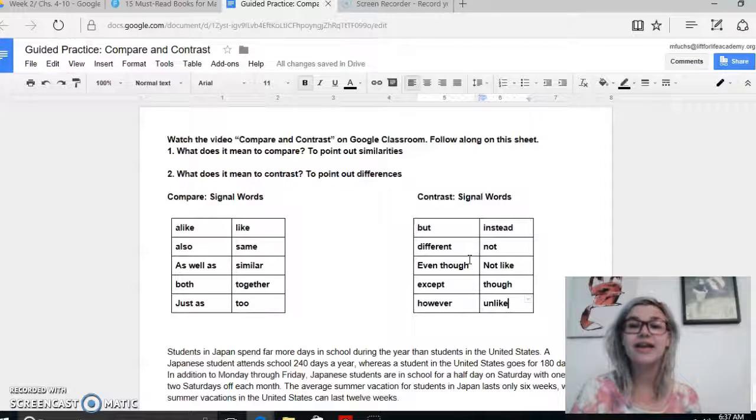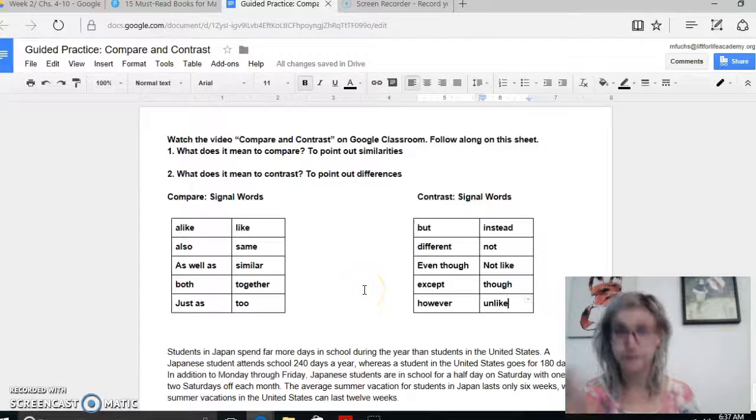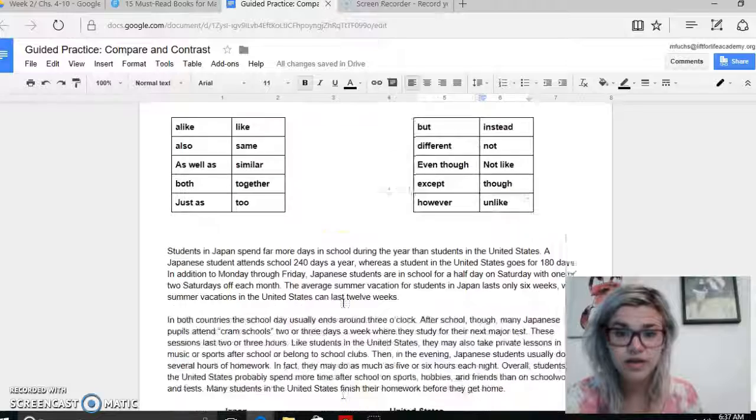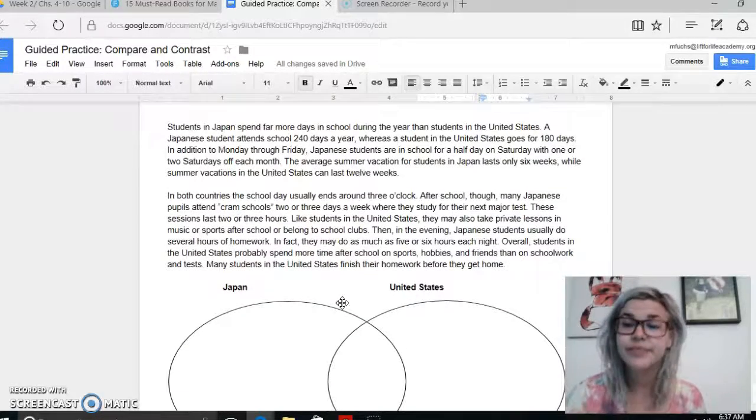Right? Again, this should all be review. This should all be the most review of all reviews. We're going to practice it together. We'll read this. You'll fill in the chart, and then we're going to move on.